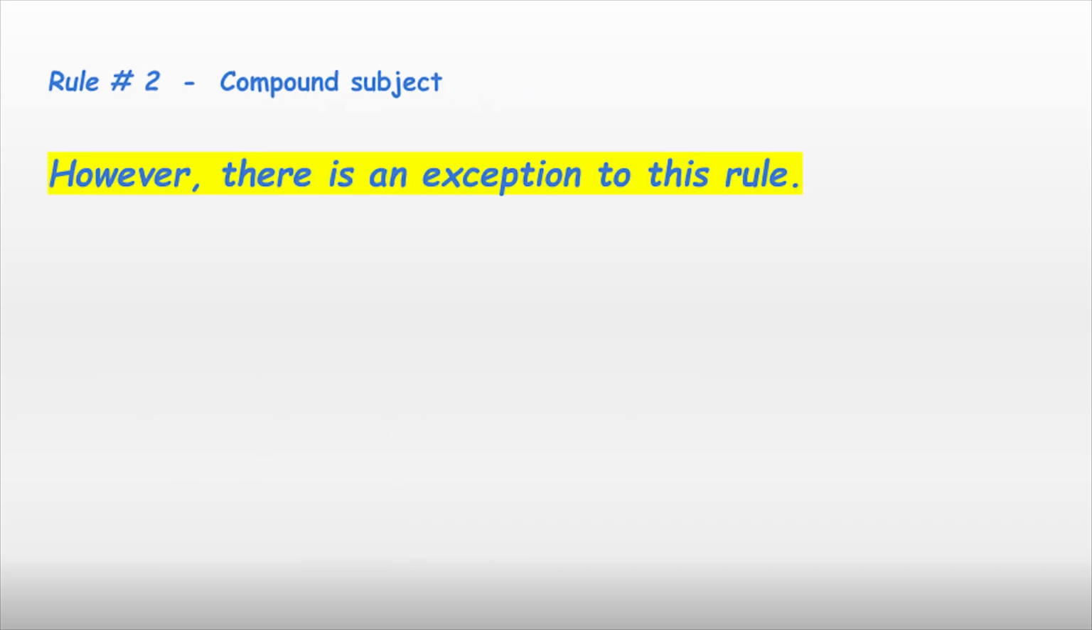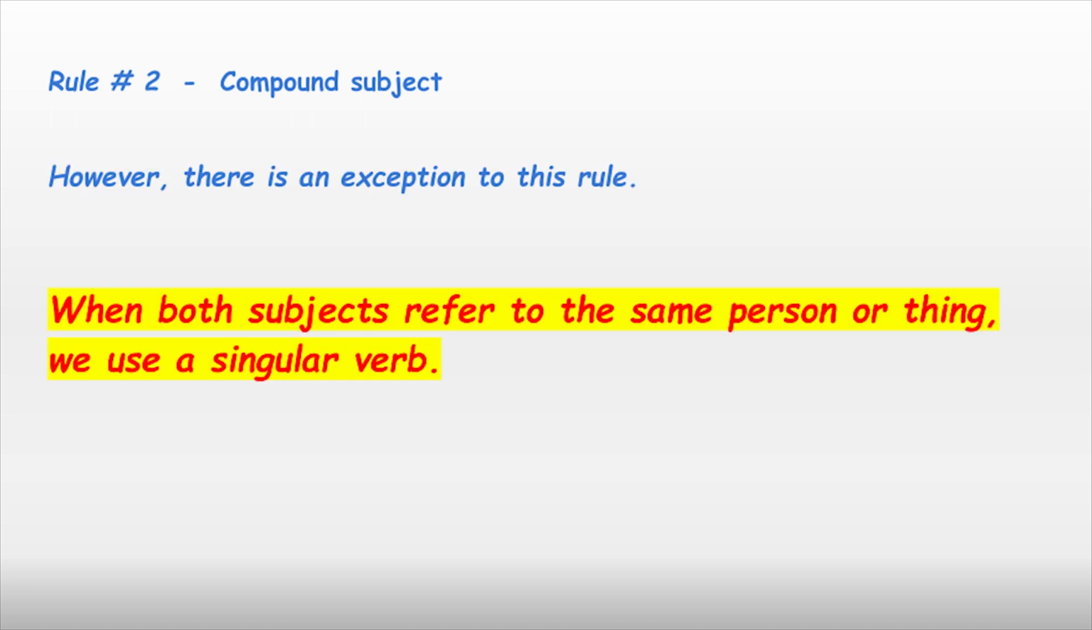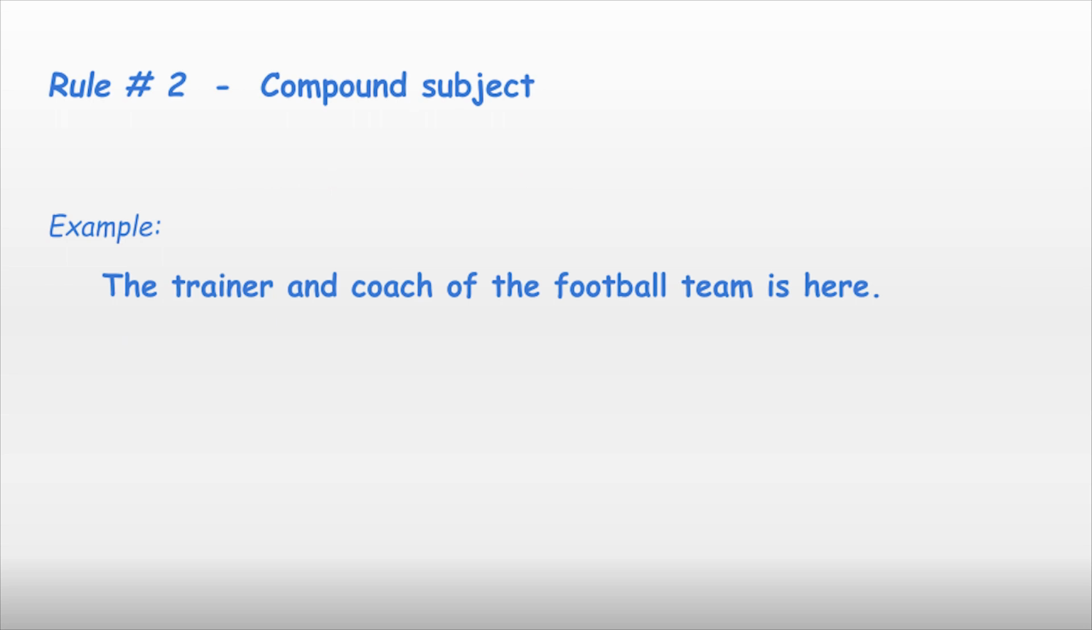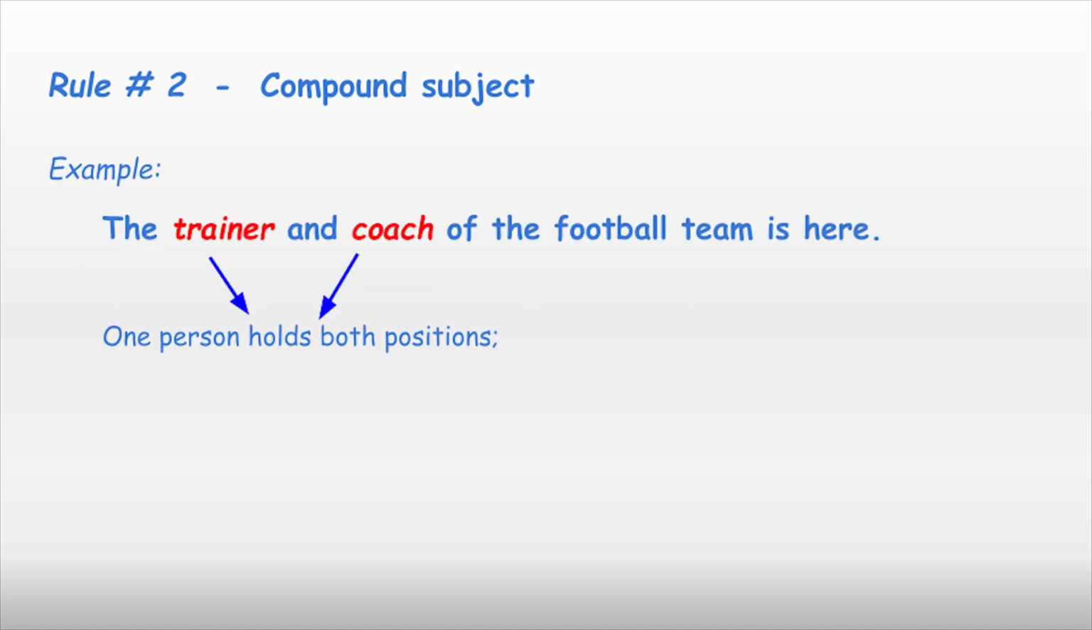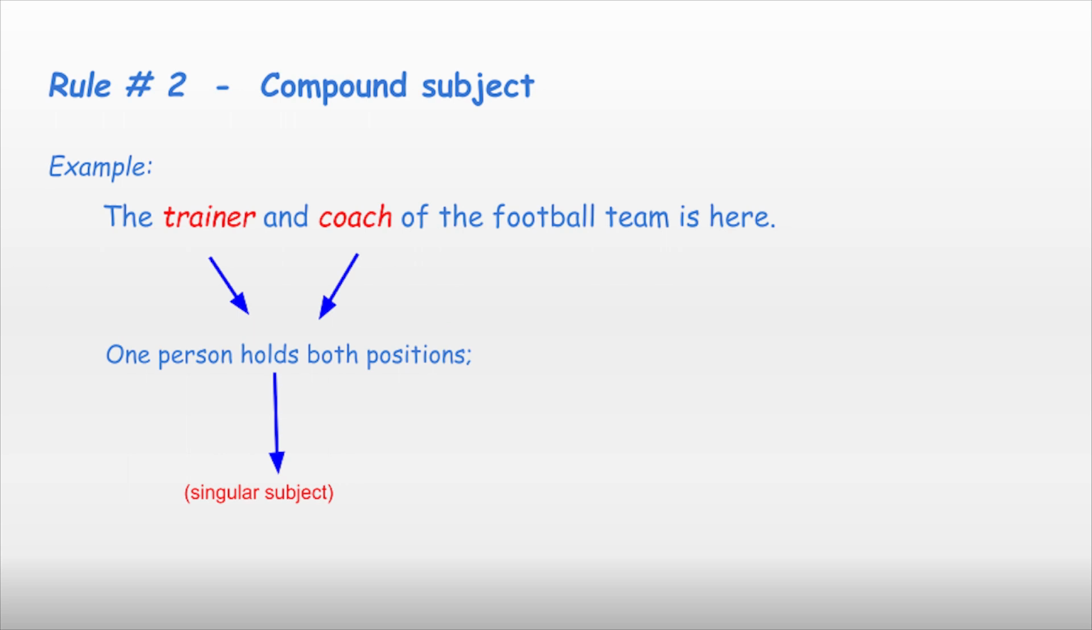However, please note there is an exception to this rule. When both subjects refer to the same person or thing, we use a singular verb. For example, the trainer and coach of the football team is here. In this sentence, the trainer and coach is the same person holding both positions. So in fact, we have a singular subject which requires the singular verb is.